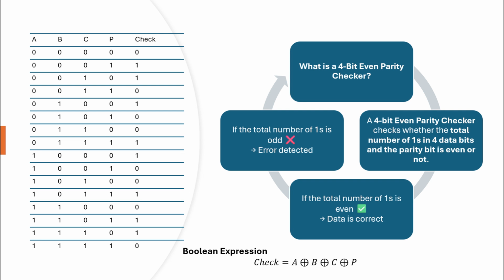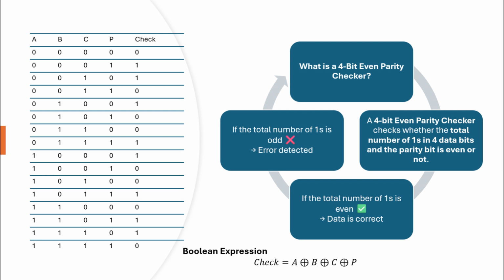Count the ones. Only C is 1. That is 1. 1 is odd. Check output is 1. 1 means error detected. Row 4. A is 0, B is 1, C is 0, P is 1. Count the ones. B is 1, P is 1. That is 2 ones. Even. Check output is 0. No error. Row 5. A is 0, B is 1, C is 0, P is 0. Count the ones. Only B is 1. That is 1. Odd. Check output is 1. Error.